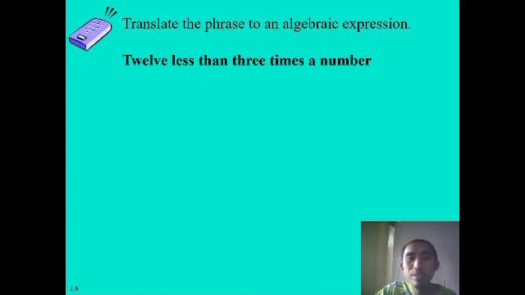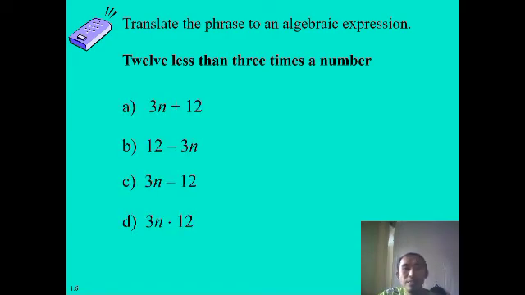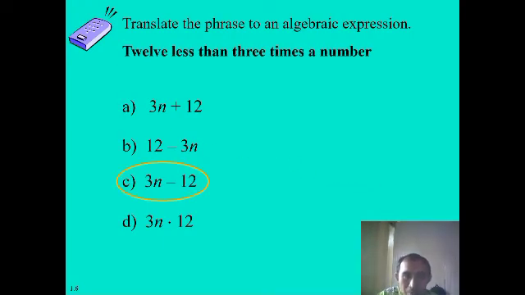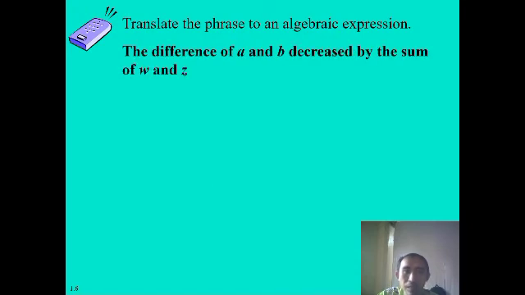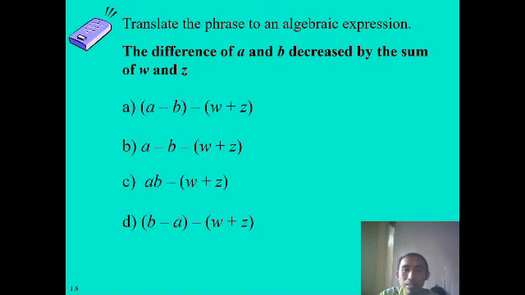Translate the phrase into an algebraic expression. First, 12 less than 3 times a number. It is 3x plus 12, or 3n minus 12. The difference of a number decreased by the sum of w and z. What is our answer? Of course, our answer is A.